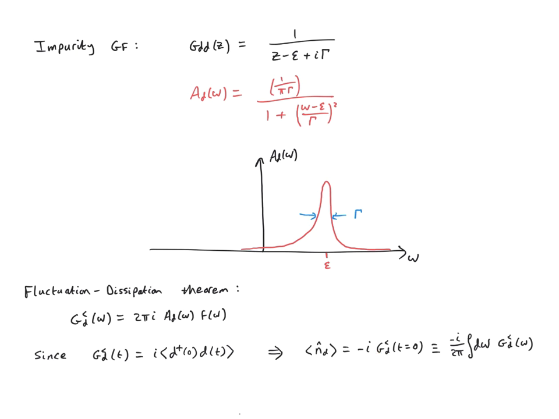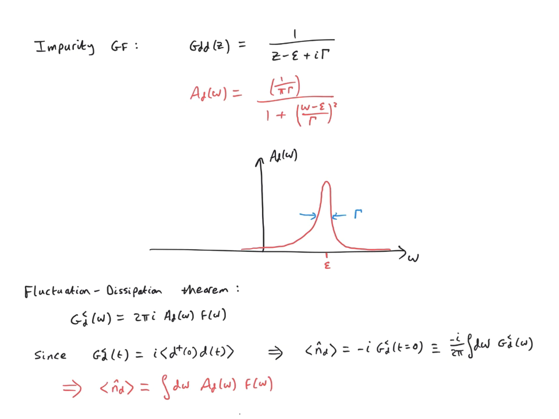We can relate this to our lesser Green's function in frequency space by taking the inverse Fourier transform, and we get minus i upon 2 pi of the integral over all omega of G lesser of omega. This gives us our general result that the expectation value of the occupation of a level is equal to the integral d omega of the spectral function for that level times the Fermi function. This is good because we've just calculated the spectral function of our level over here.